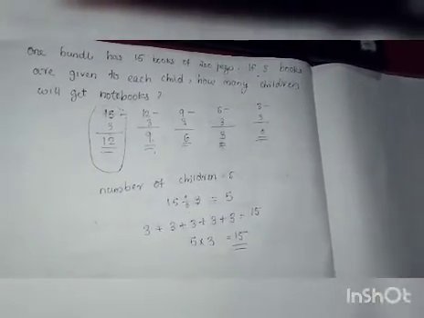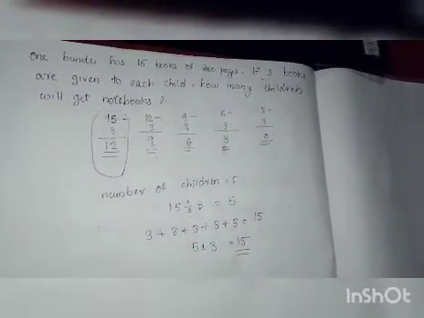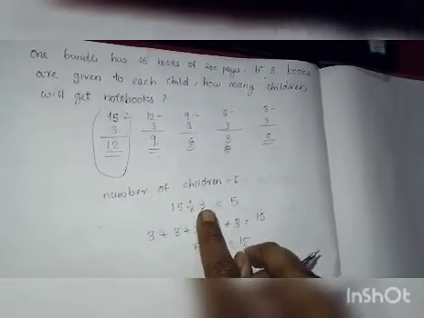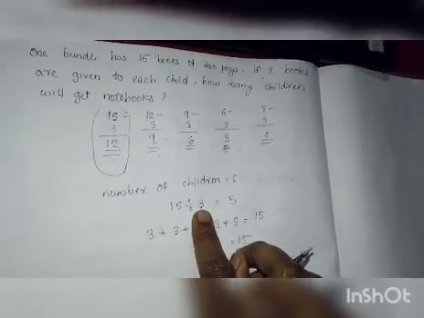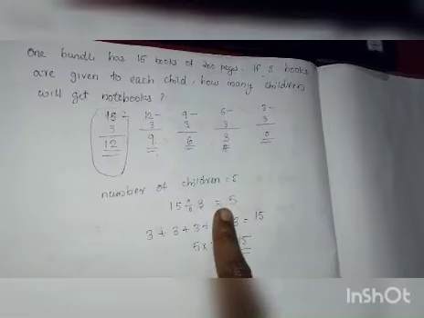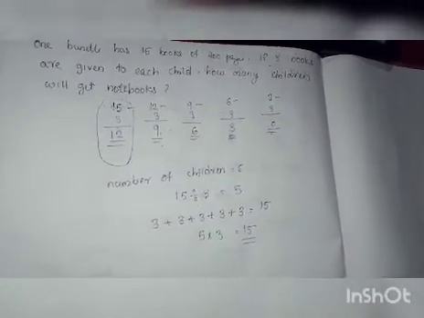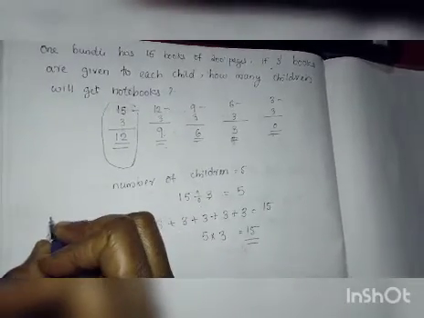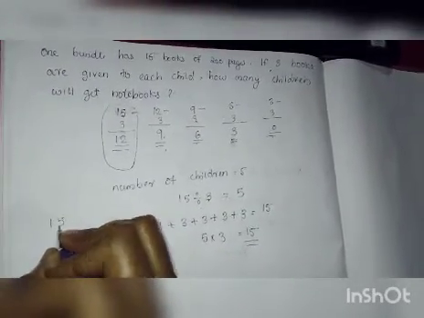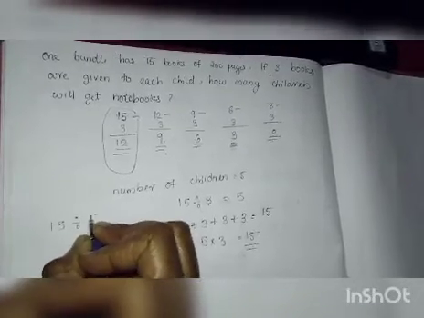Then this can be done by another method. Here we get the same result. Let's look. Instead of one child getting 3 books, we are supplying 5 books. Then how many children are there? It's like this. There are 15 notebooks. One child gets 5 notebooks.